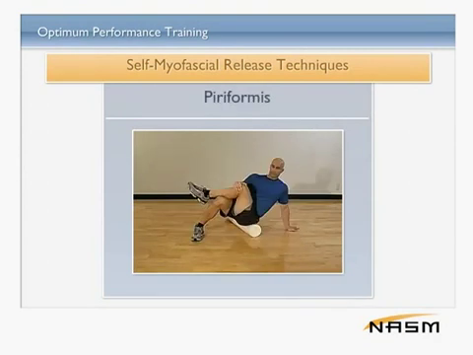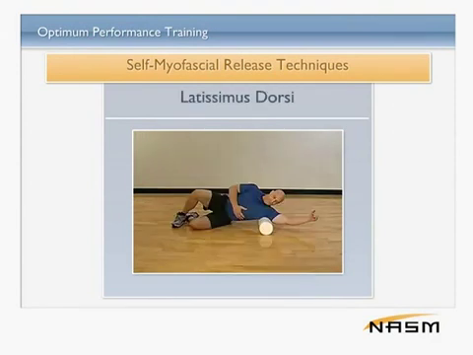The fourth example is for the piriformis. Sit on top of the foam roll positioned on the back of the hip. Cross one foot to the opposite knee. Lean into the hip of the crossed leg. Slowly roll on the posterior hip area to find the most tender spot. Once identified, hold the tender spot until the discomfort is reduced.